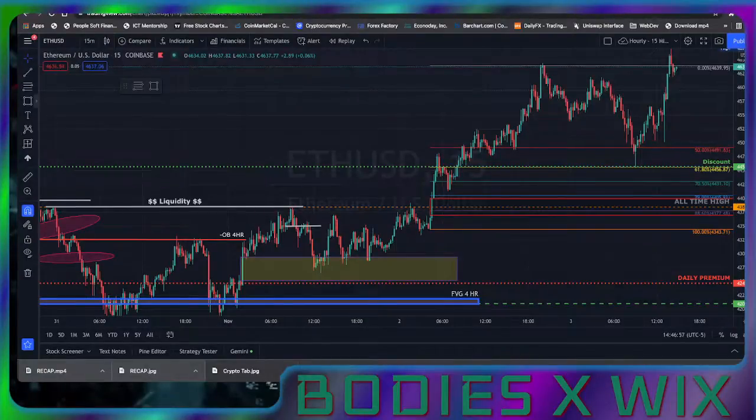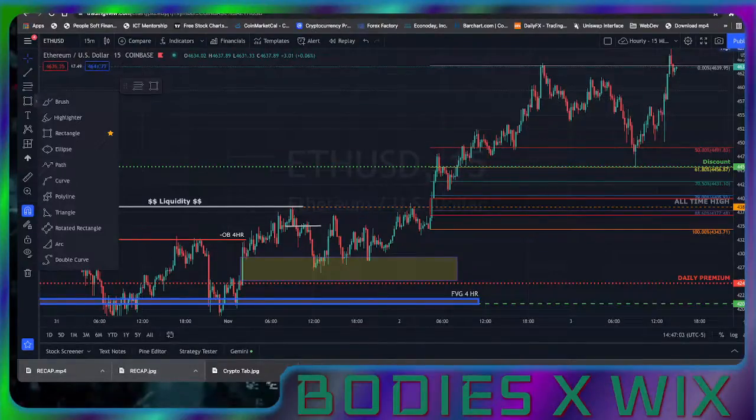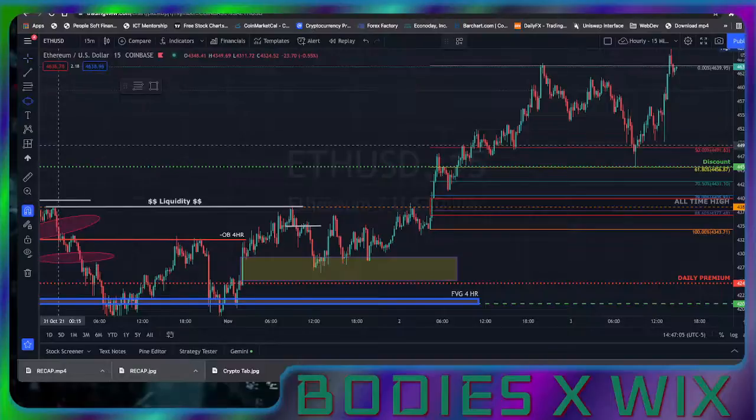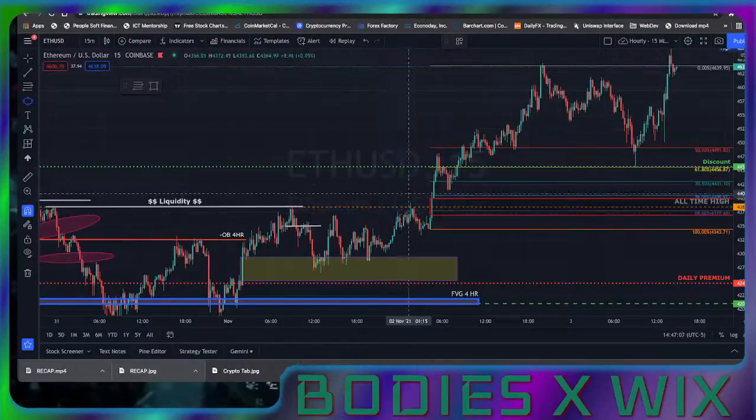If it'll let me. Oh, this mouse loves me, I swear. All right, we'll do an ellipse, whatever.